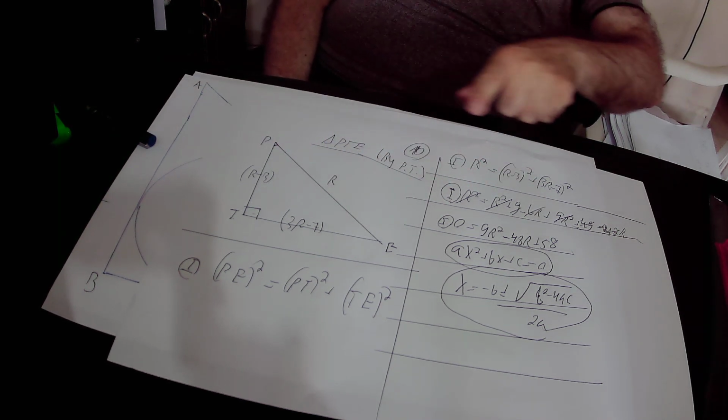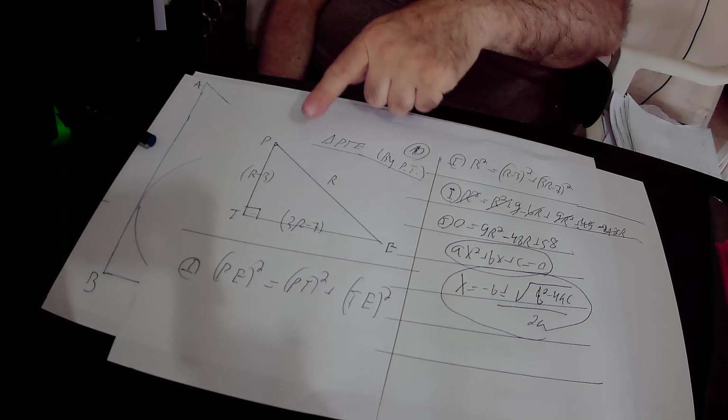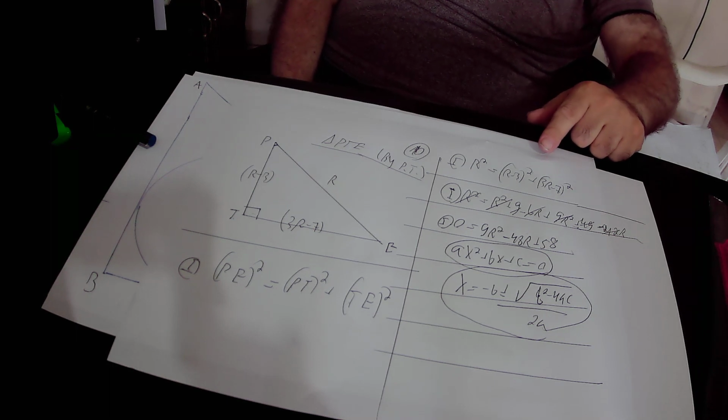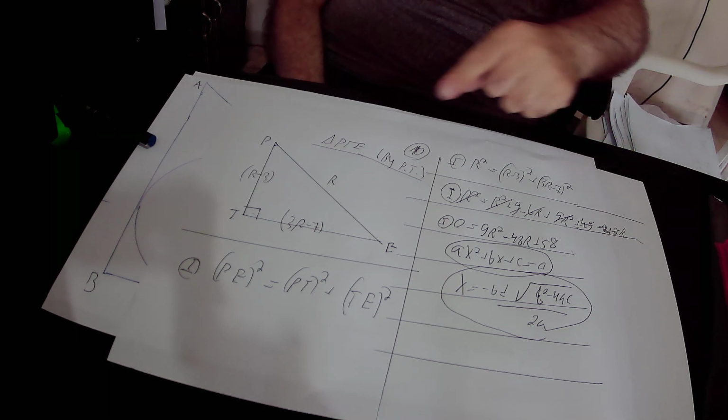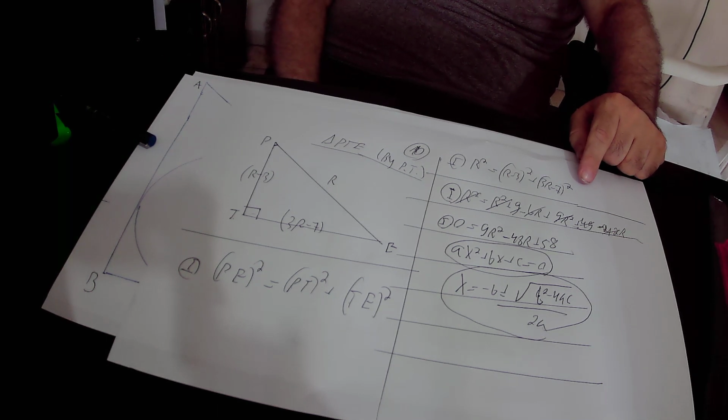PE is R, so PE square is R square, plus PT square. PT is R minus 3, therefore PT square is (R minus 3) square, plus TE square. TE is 3R minus 7, therefore TE square is (3R minus 7) square.